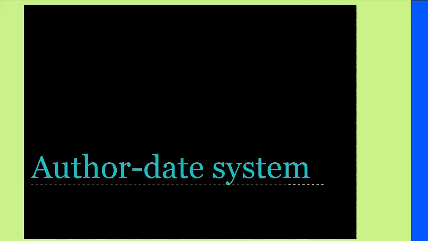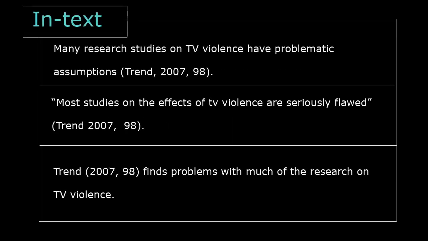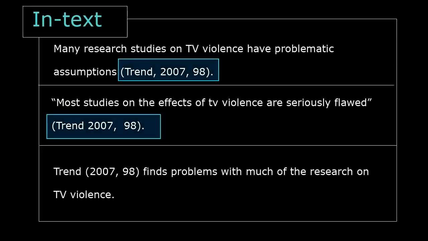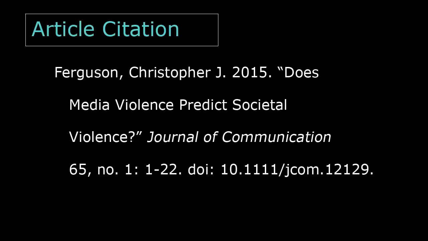Author date system. Next, let's look at the author date system. In this system, you need to put the author's name, publication year, and page number in brackets at the end of each sentence, where you refer to a source, either in quotes or in your own words. If you mention the author's name in your sentence, include the year in brackets right after the name, and then put the page number in brackets at the end of the sentence. At the end of your paper, you give a list called references, which includes all the sources you referred to in your paper. The references list should be in alphabetical order by the author's last name.